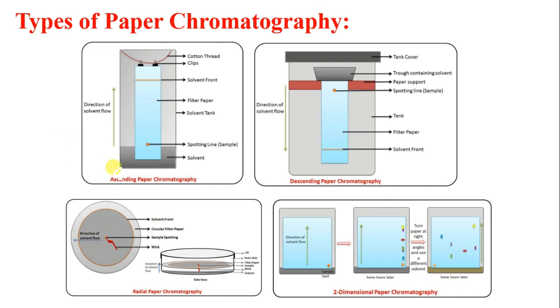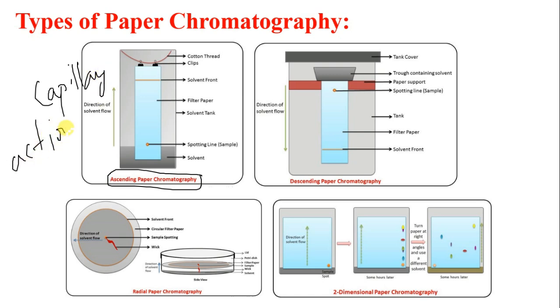The types of paper chromatography: one is ascending paper chromatography, where the solvent front moves from downward to upward. This is based upon the principle of capillary action. Then we have descending paper chromatography, where we clip the paper strip, and the movement occurs due to gravitational pull.